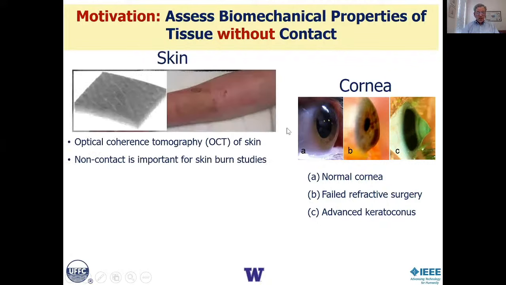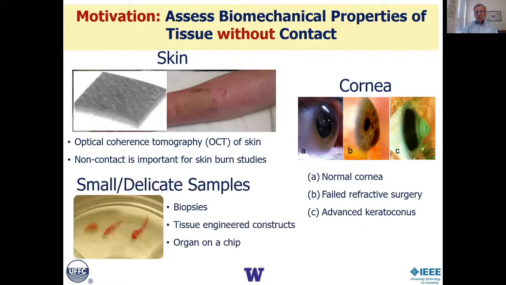You can also look into skin, and we're working with burn surgeons and reconstructive surgeons at University of Washington, where you cannot easily assess elasticity of the skin, but the elasticity of the skin is very important for transplants. You cannot do that in a contact fashion, and so they're very interested in our non-contact approach.